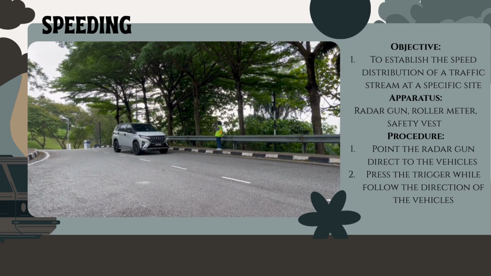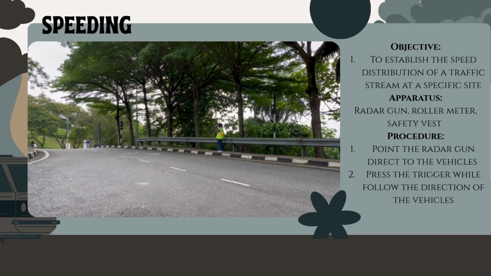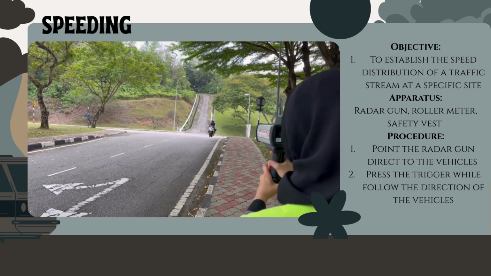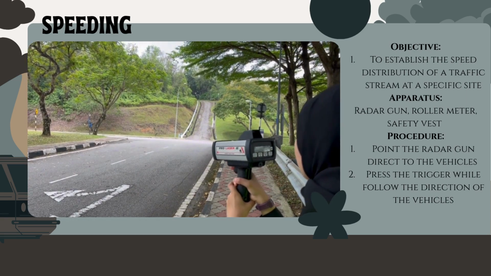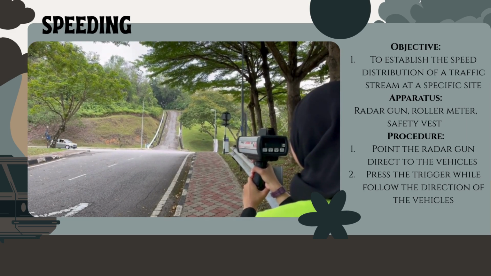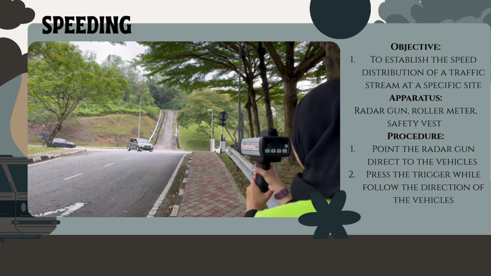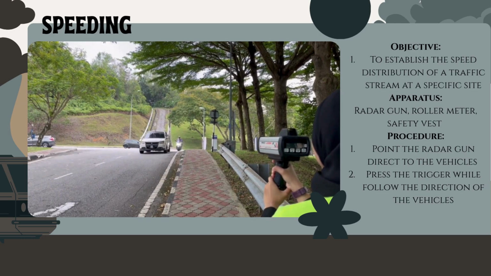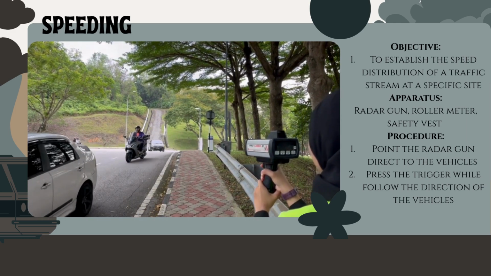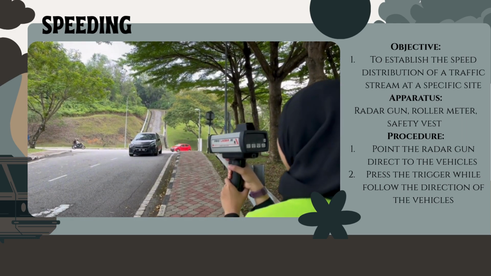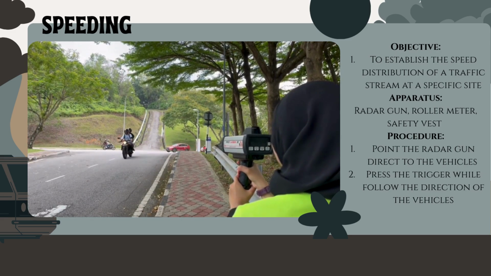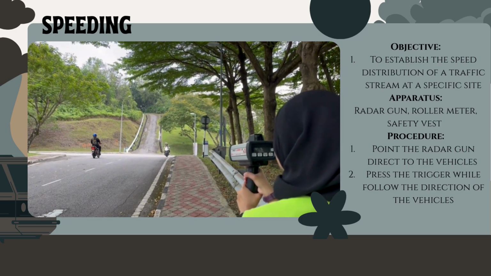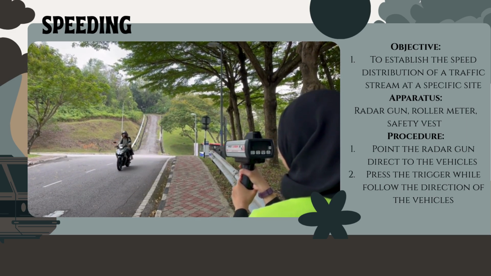Of a traffic stream at our junction. The apparatus needed for this study are radar gun, roller meter, and most importantly, wear a safety vest to reduce the risk of accident. Firstly, I have to stand not too close to the road to avoid causing disturbance to the drivers that can interfere with the result. Next, point the radar gun directly at the vehicle that we want to take the data from. Press the trigger while following the direction of the vehicle. Take the reading and conduct this experiment for 100 samples. Tabulate the data before analyzing the speed distribution.